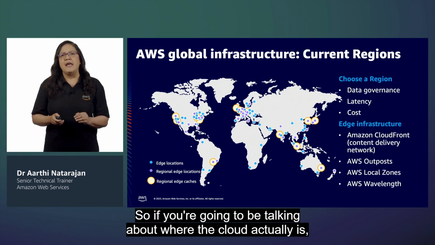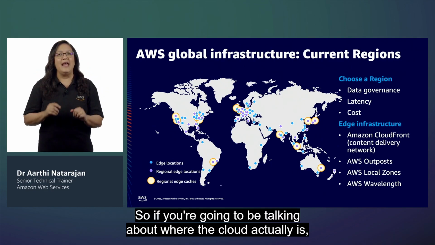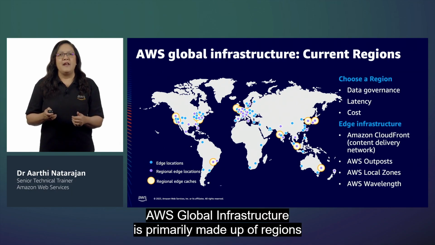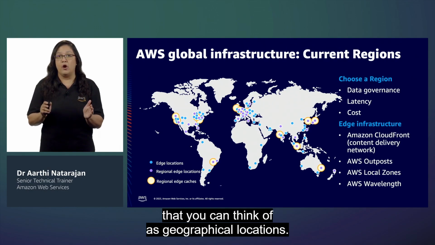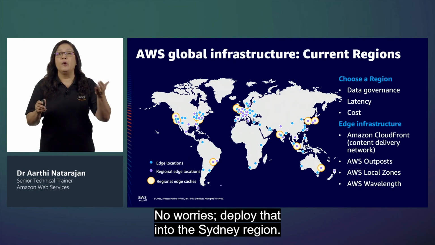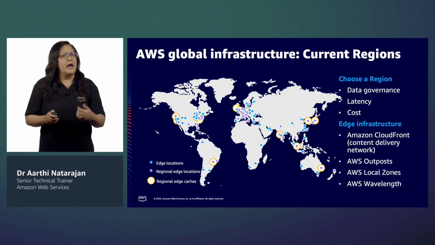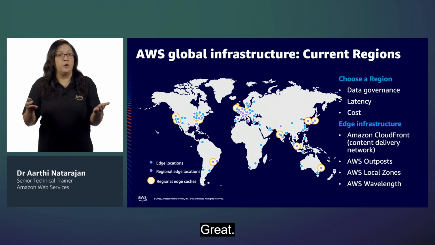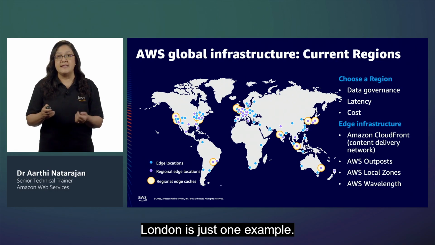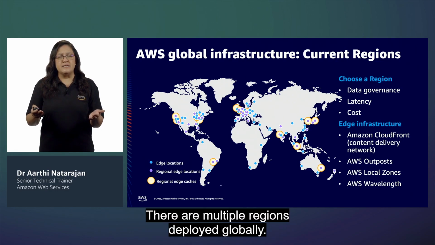So if you're going to be talking about where the cloud actually is, we need to learn about the AWS global infrastructure. AWS global infrastructure is primarily made up of regions that you can think of as geographical locations. You need to deploy a workload in Australia? No worries, deploy that into the Sydney region. How about running a workload in Europe? Great, you have plenty of regions to choose from. London is just one example. There are multiple regions deployed globally.